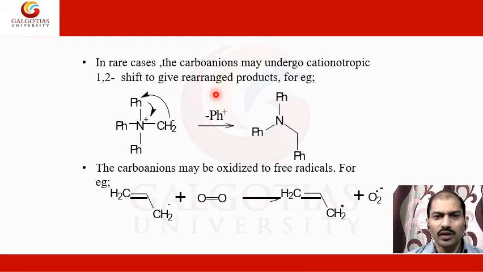In the case of the carbanion, it may undergo a cationotropic 1,2 shift to give a rearranged product. Here you can see how the 1,2 shift takes place. You can see this group is shifting over here. This carbon is getting over here. You can see this methyl is now attached to this phenyl group. So this kind of shift is a rearrangement type of shift.